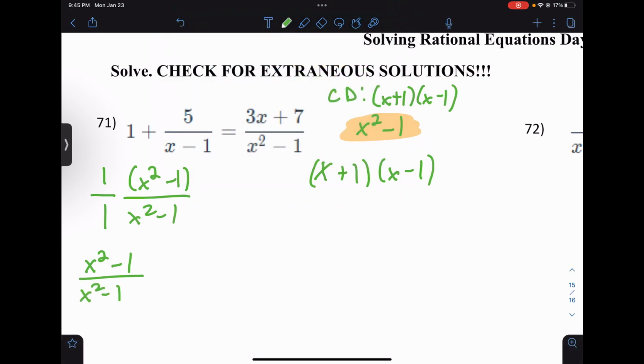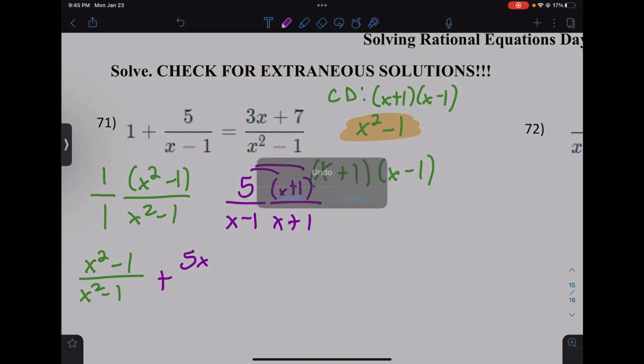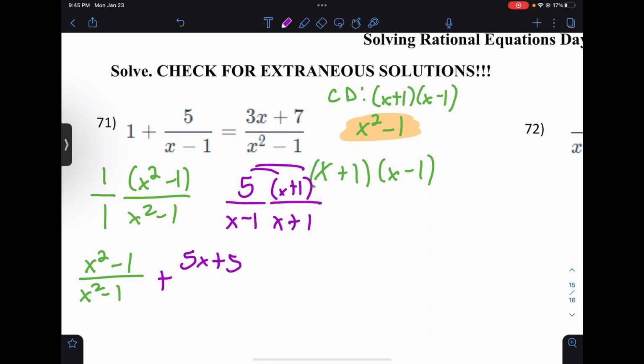Now, our next term here, we've got 5 over x minus 1. So it's missing the x plus 1. All right, and don't forget to distribute. So we get 5x plus 5, all over our common denominator. You can multiply it out or leave it factored. It doesn't really matter, these are equivalent terms. I'm just going to do the shorter version because it makes my life easier. And then what it's equal to already has the common denominator, so we've got 3x plus 7 all over x squared minus 1.